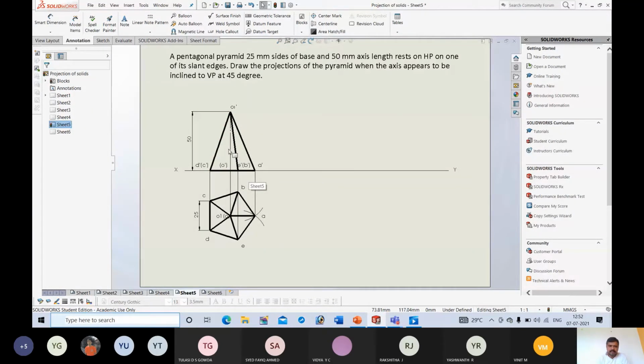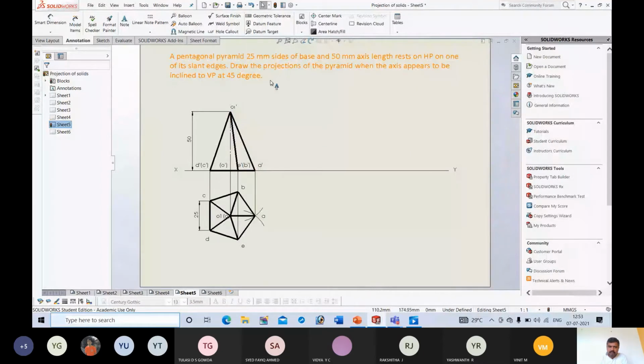Next, we will go for satisfying the first condition: rests on HP on one of its slant edges. Here A dash O1 dash, so this is one slant edge. Next, this line represents two slant edges. One is D2 O1, another slant edge is C2 O1. This line represents two slant edges. This line represents only one slant edge. And this line also represents two slant edges.